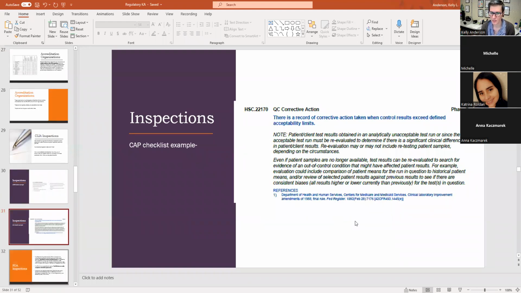Here's another example of a CAP checklist. They will have a standard number, and then they'll kind of describe what they're expecting. So, QC corrective action: there is a record of corrective action taken when control results exceed defined acceptability limits. Some of the standards will require documentation, and for some of the standards you don't have to have it written. You just have to know that you are doing that. But usually what we do to prepare for inspections is we go through the checklist and we write down where that standard is addressed. Like for the calibration one, we write down, this is covered in our QC maintenance procedure, so that we know we're prepared. When they ask you, how do you know you do this? We say, because we have a SOP that addresses this.